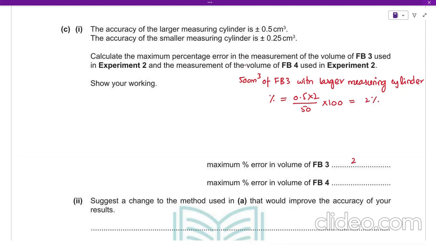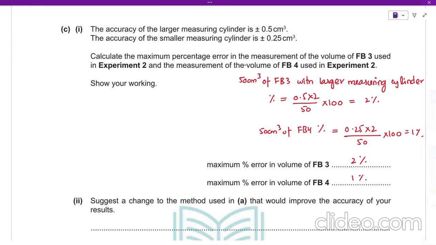For the FB3 it will be 2%. Now let's check it for 50 cm cube of FB4, which actually used the smaller one. So the percentage uncertainty will be 0.25 into 2 divided by the 50 cm cube into 100. This will become 0.25 into 2 divided by 50 and into 100. So this will be only 1%.